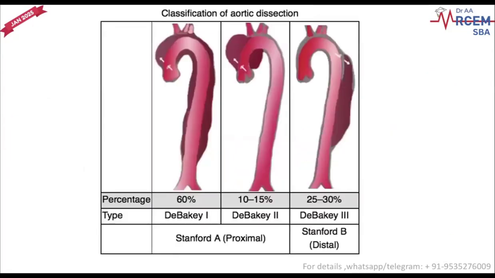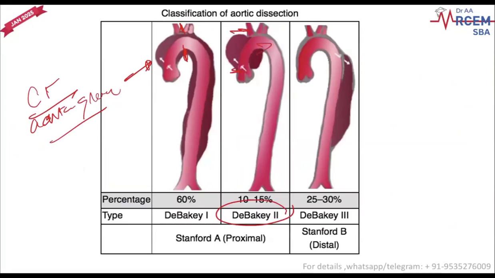So, various classifications. Most of the time, these patients present, and you get a CT angiogram done. Depending on the involvement, if only the arch is involved, then you call it type 2. Here you can see only the arch is involved. If the ascending arch and the descending aorta are involved, then it is known as DeBakey 1.